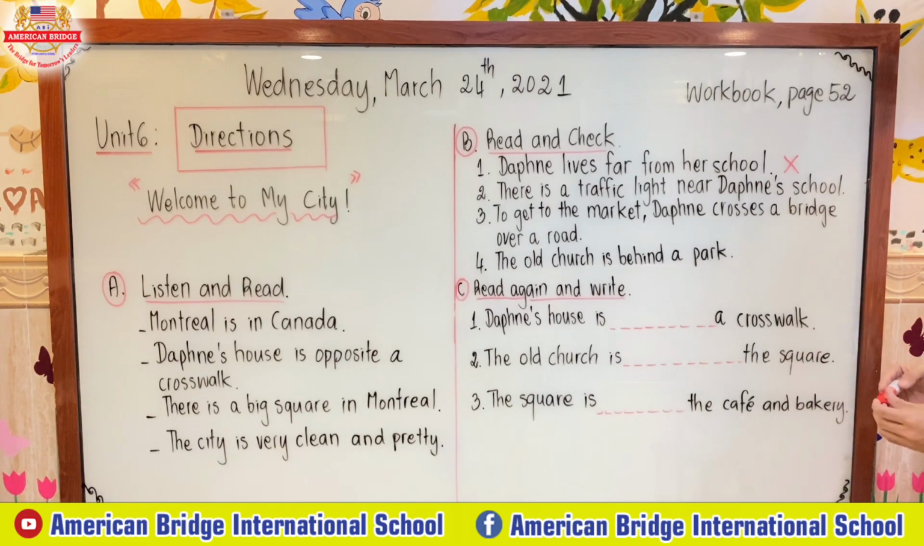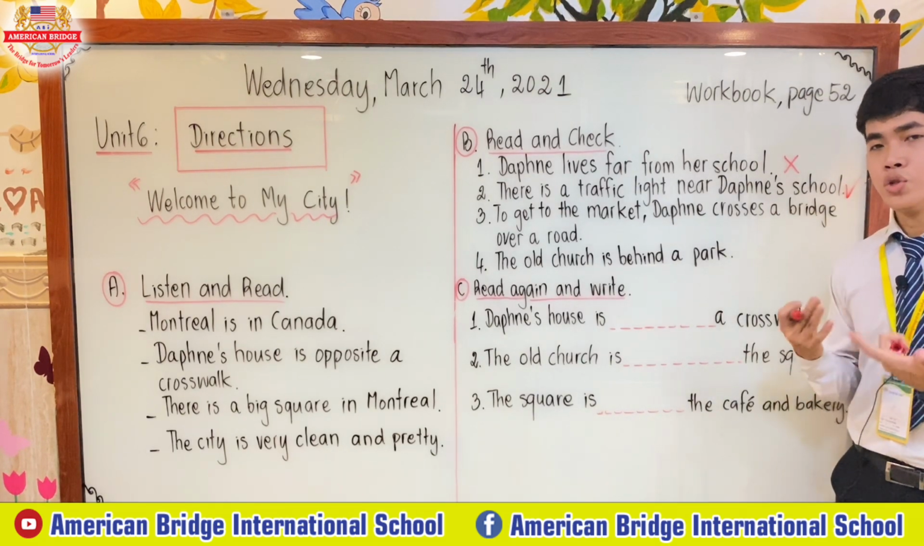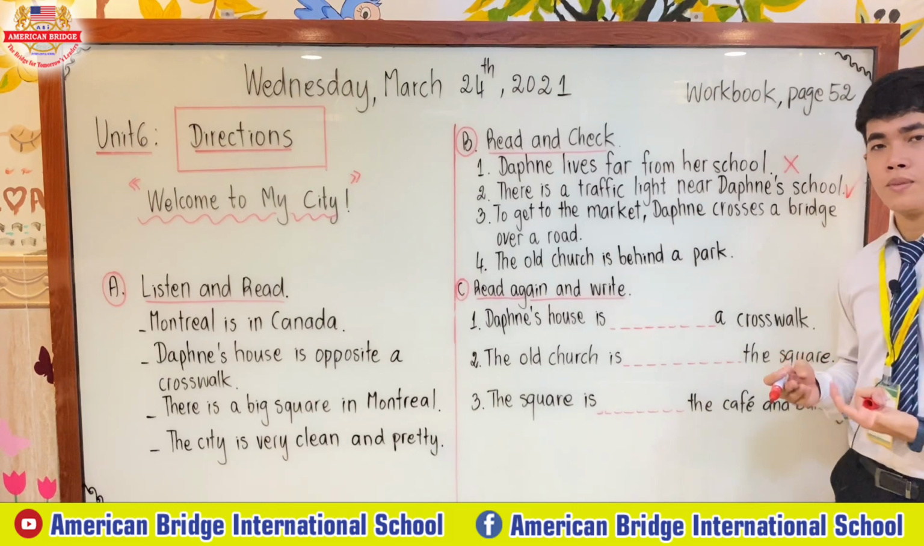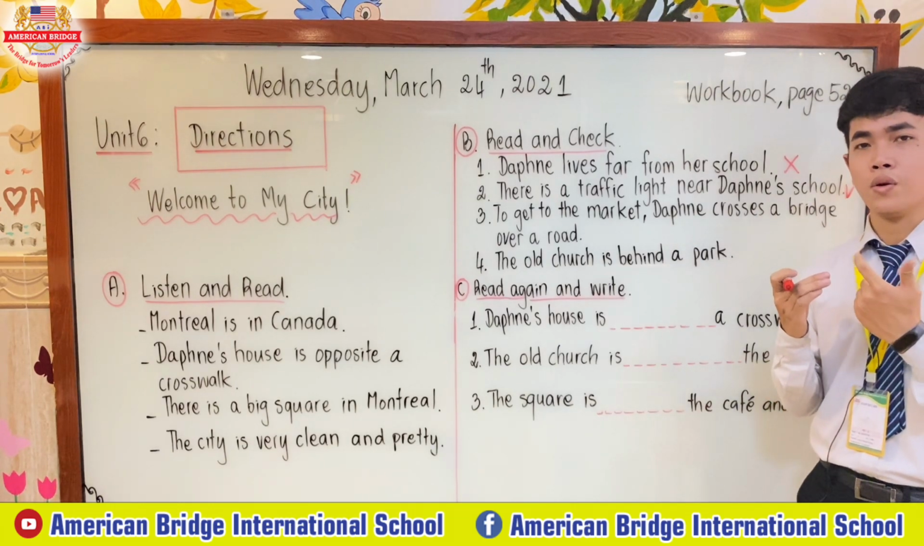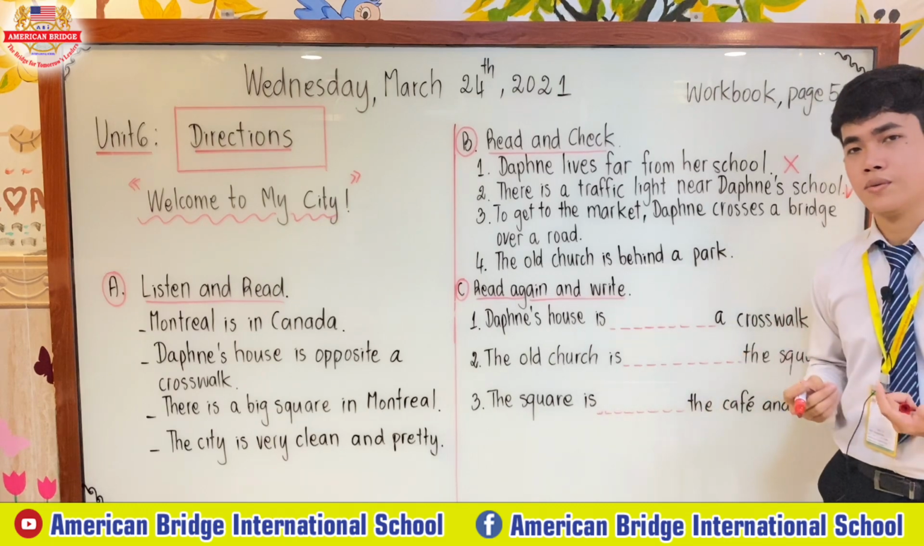Okay, so number 2, there is a traffic light near Daphne's school. Is it correct, everyone, in our reading that we have the traffic light near Daphne's school? So it's correct. The traffic light is on the corner of the school, so it is true that the traffic light is near Daphne's school. And sentence number 3 is, to get to the market, Daphne crosses a bridge over a road. Yes, sure, when she needs to go to the market, she needs to cross the bridge, right?